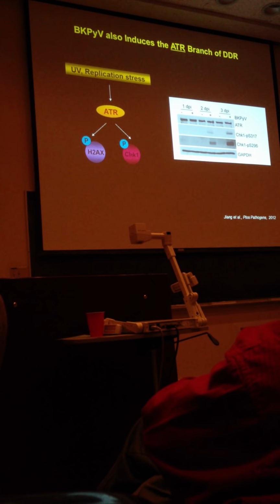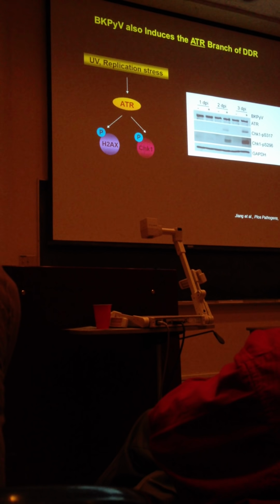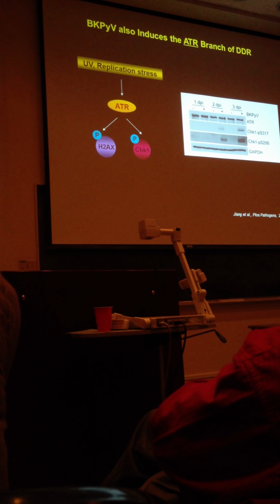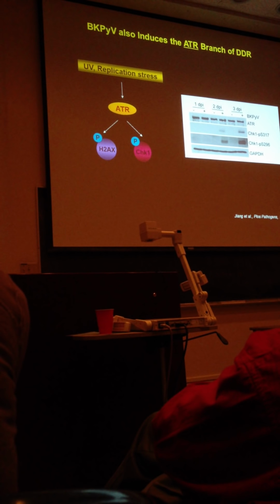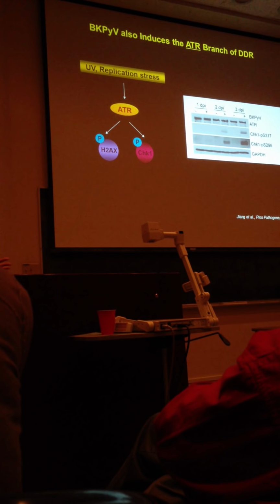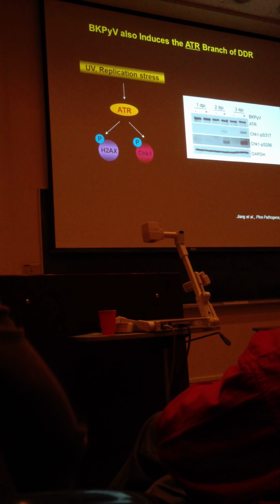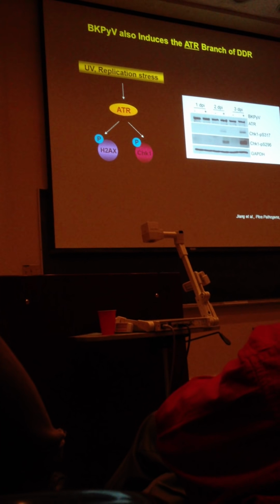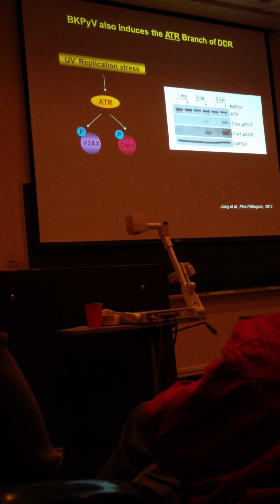As I mentioned to you earlier, ATR responds to different types of DNA damage, namely either the UV treatment or the replication stress. So when we looked at whether BKV also induces the ATR branch of DDR, the answer is yes. Because when we probe for the markers that are indicative of ATR activation, which is the phosphorylated form of CHK1, another protein involved in cell cycle control, here we see the induction of both of the markers that we used to look for ATR activation.